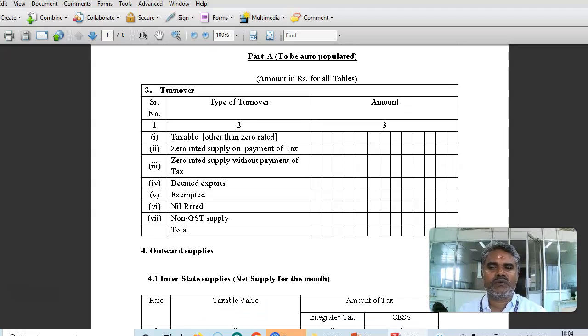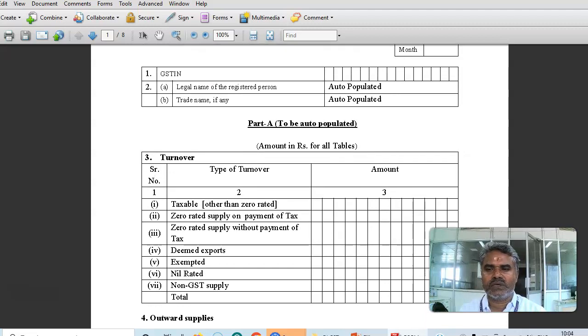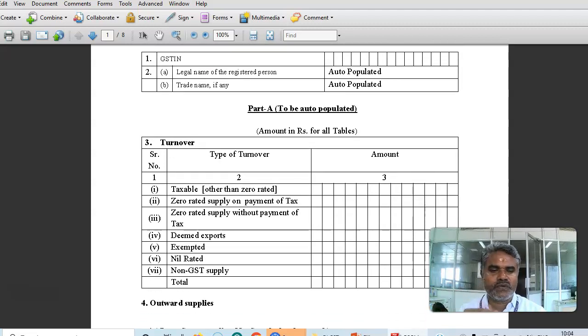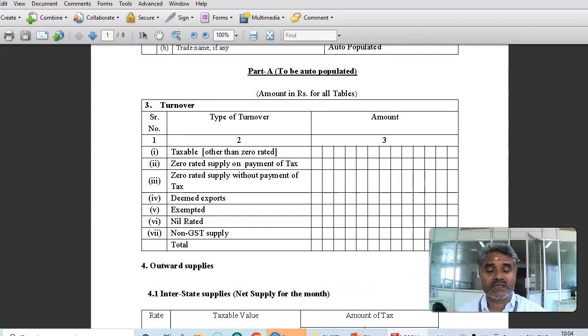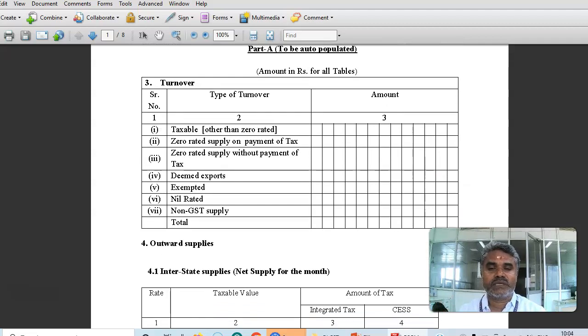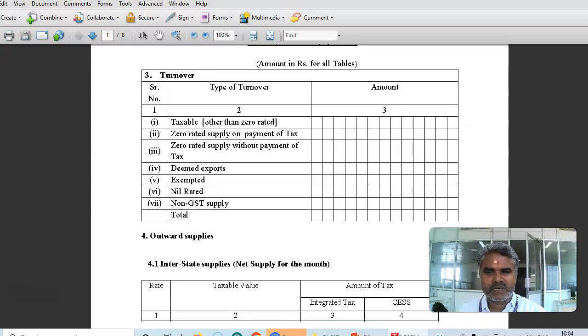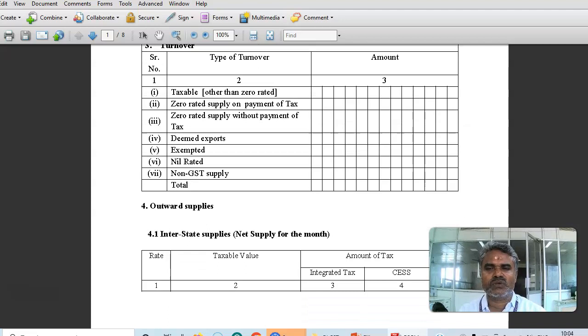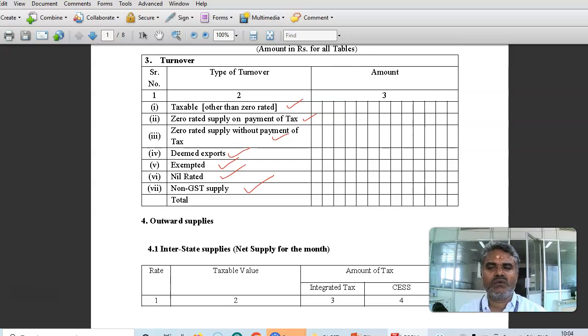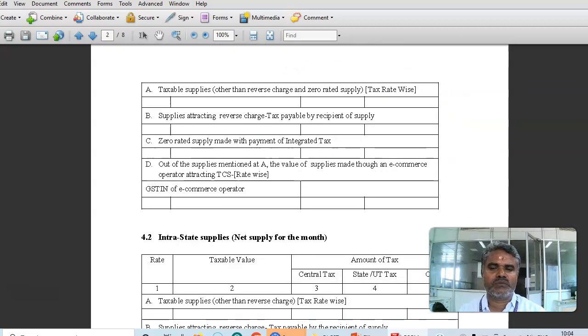Okay, so number 1 is your GSTIN, 2 is information regarding your business, and 3 is information regarding your turnover. Type of turnover: taxable, zero rated supply without payment of tax, then on payment of tax, deemed export, and exempted, nil rated, non-GST supply. So everything you have to list out one by one.